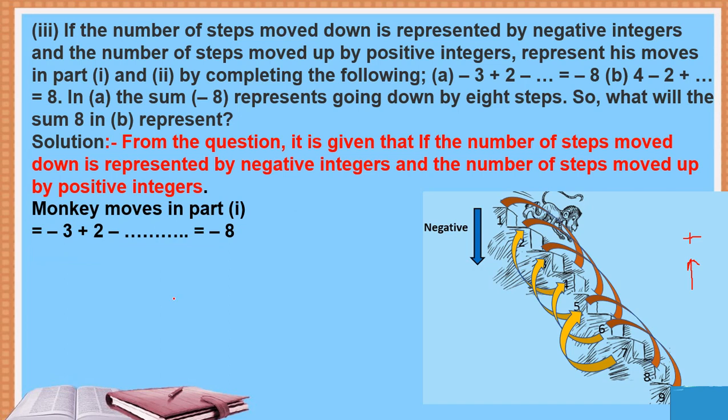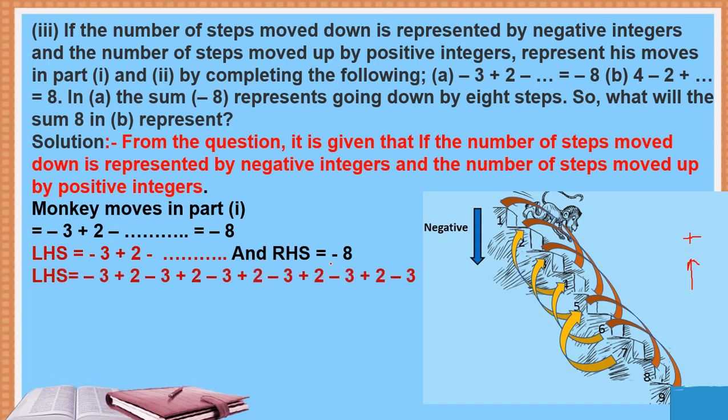In the monkey moves, in the first part, it is given minus 3 plus 2 minus blank, fill in the blanks, and that equals minus 8. So the left hand side of this problem is given as minus 3 plus 2 minus blank, and the right hand side is given as minus 8.